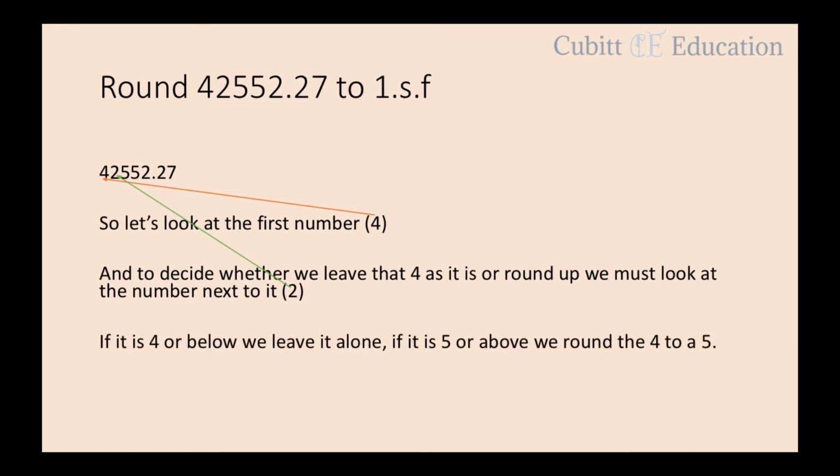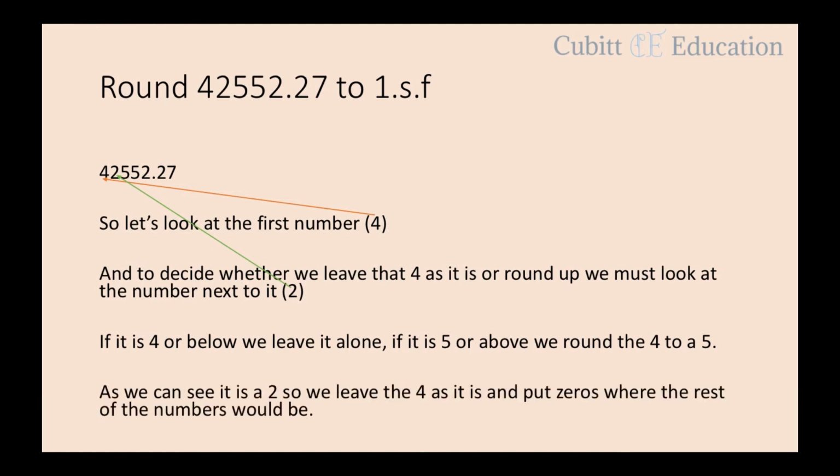Okay, if you can't remember, there's your rule. If the number next to the one significant figure that we want is 4 or below, we leave it alone. It is 4 or below, so we're going to leave the 4 alone. If it was 5 or above, we'd round the 4 up to the next number, which is 5. So as we can see, it's a 2, so we're going to leave the 4 as it is, and we're going to add the zeros where the rest of the numbers were.